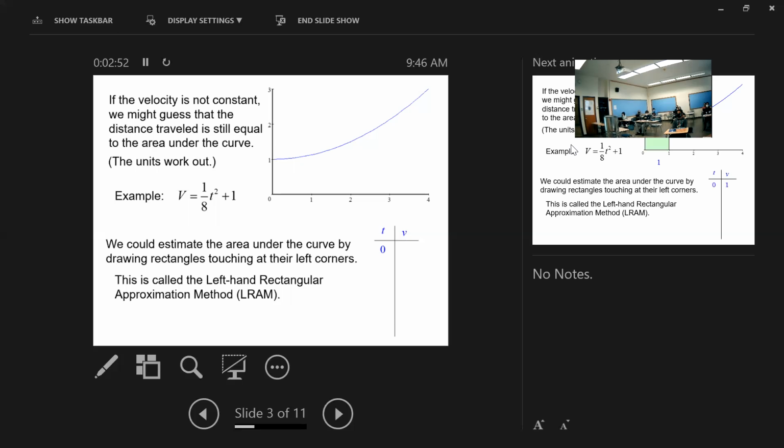So we could do what's called LRAM. That's why we're doing the PowerPoint today, because this is very visual. You have to combine it with the PDF. So one of the options is LRAM. And LRAM says use left endpoints of the curve to be the height of rectangles to approximate the area under the curve. So the leftmost endpoint in the domain is 0. If you put 0 in the function, you get a 1.